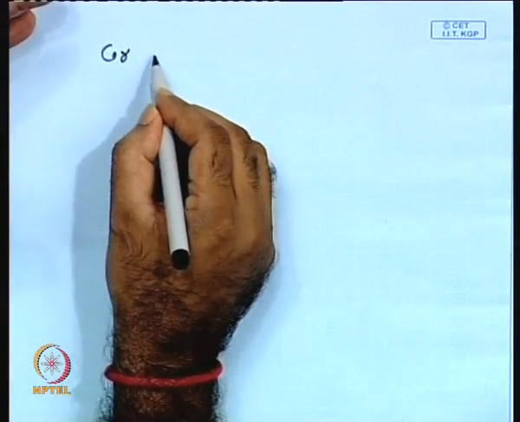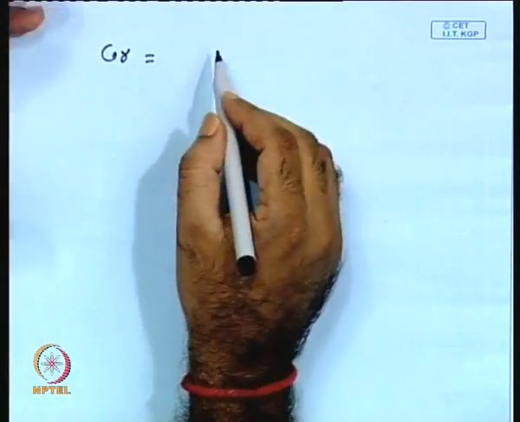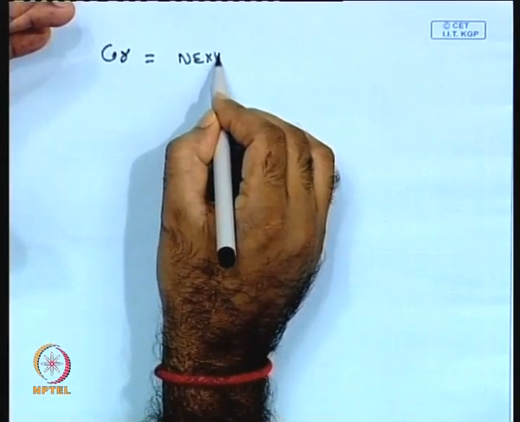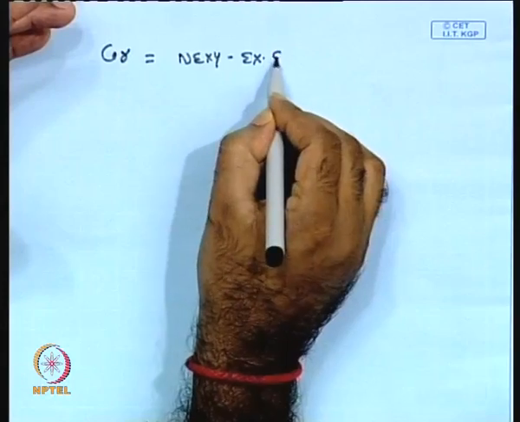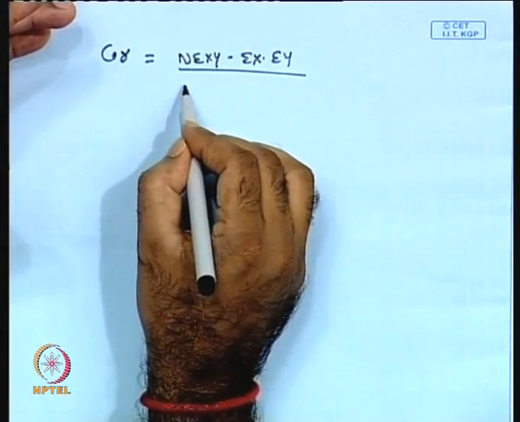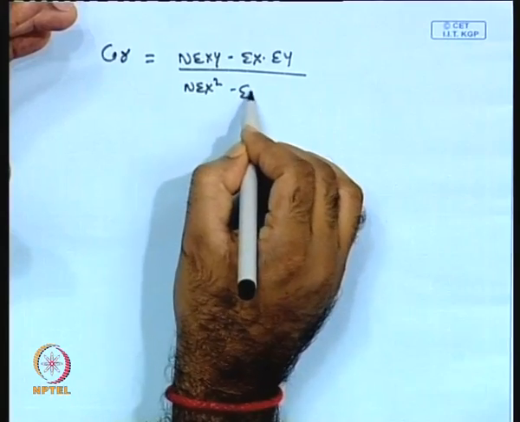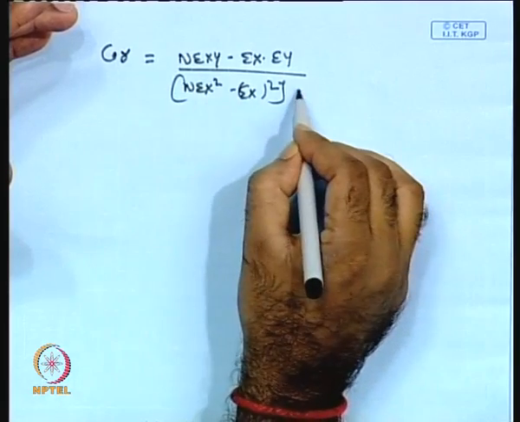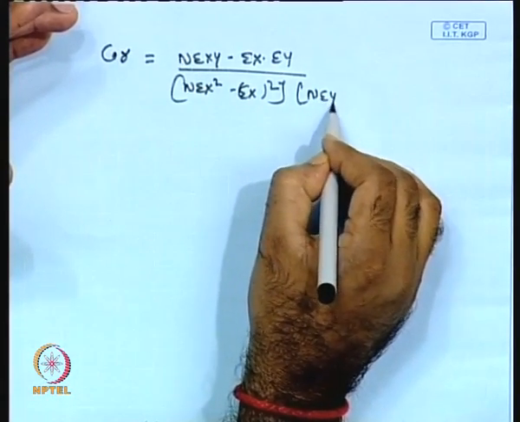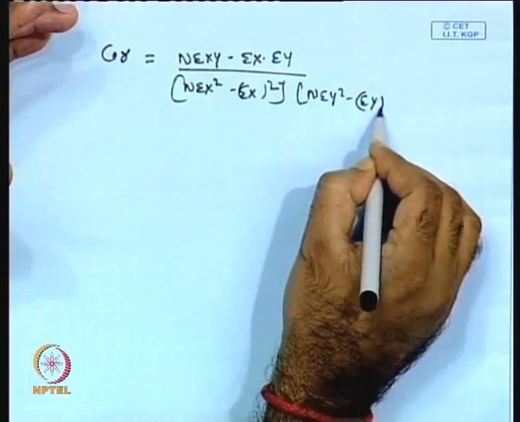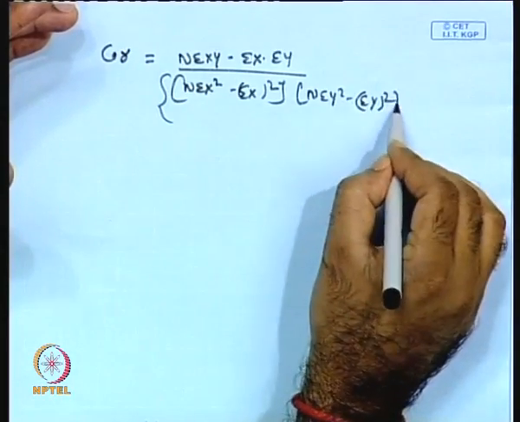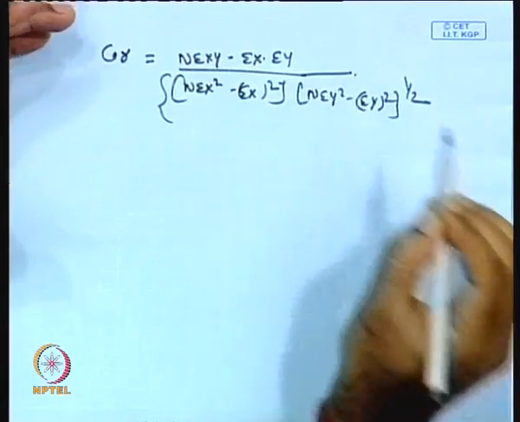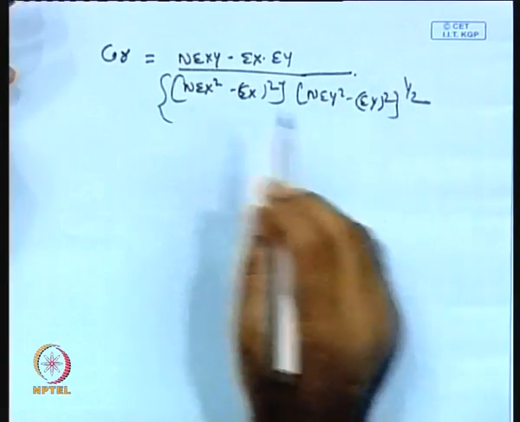Okay. So further simplifying, the correlation coefficient can be calculated as n summation xy minus summation x into summation y, divided by n summation x square minus sum x whole square into n summation y squares minus sum y whole squares, okay, whole to the power 1 by 2. Okay. So this is the complete structure of correlations.